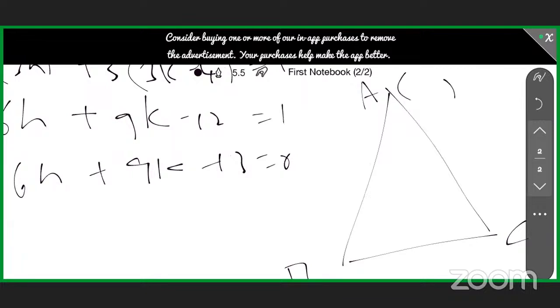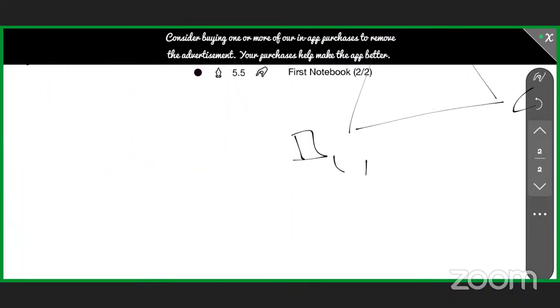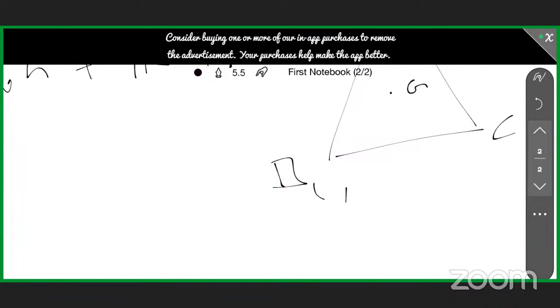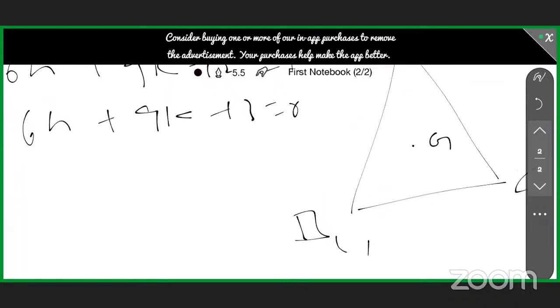A is given, B is given. So I found the centroid G. The centroid is passing through this line. That means, see here, my centroid and my C are collinear. Yes or no? My centroid and my point C are collinear lines.